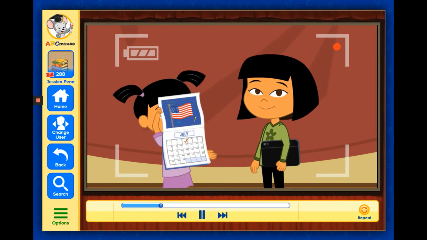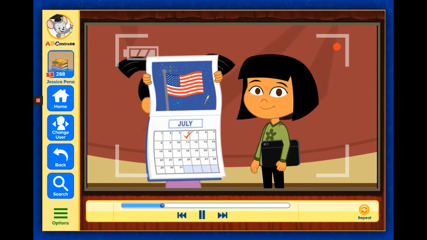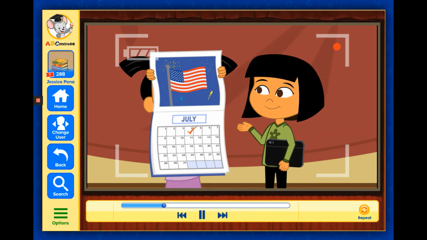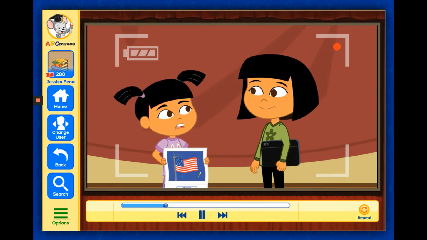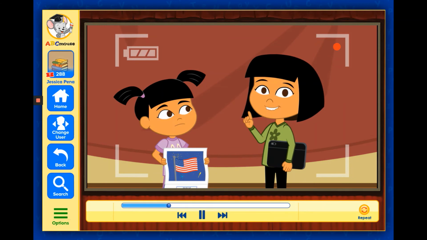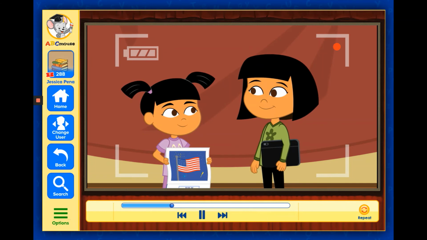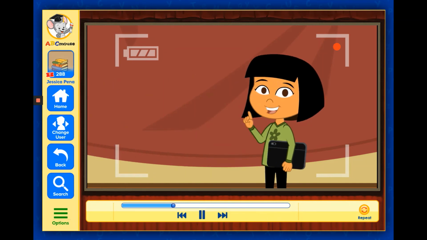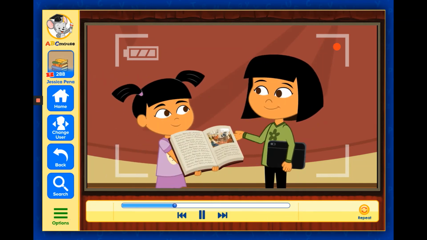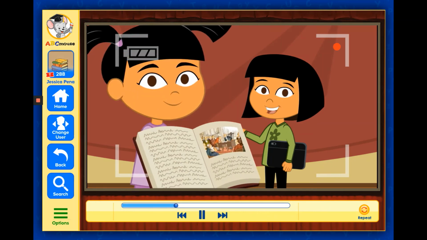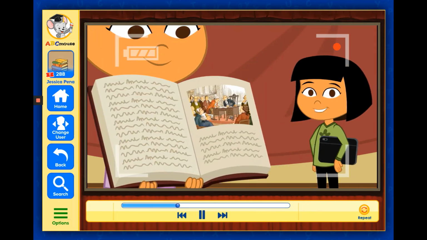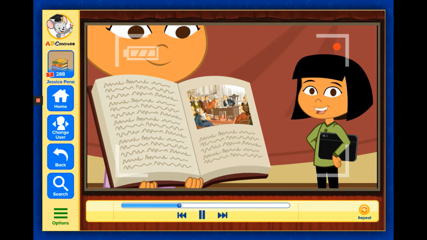Like the 4th of July. It's one of our most important holidays. We also call it Independence Day. So why is the 4th of July called Independence Day? Well, when you start taking care of yourself, that's called being independent, right? Mm-hmm. The 4th of July is called Independence Day because on that day, leaders of the English colonies in America decided they wanted to have their own country. They wanted to be able to make their own decisions and take care of themselves.